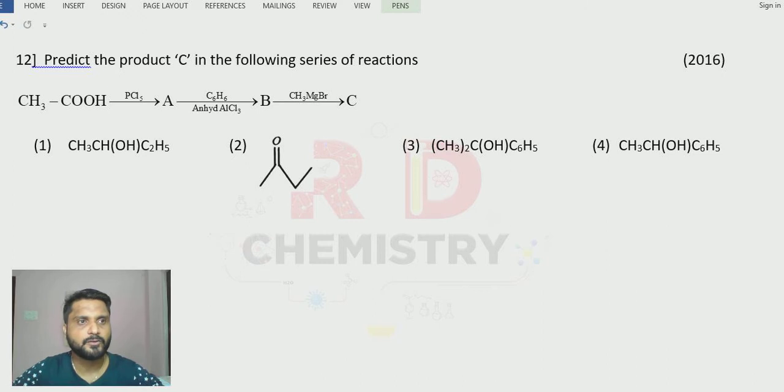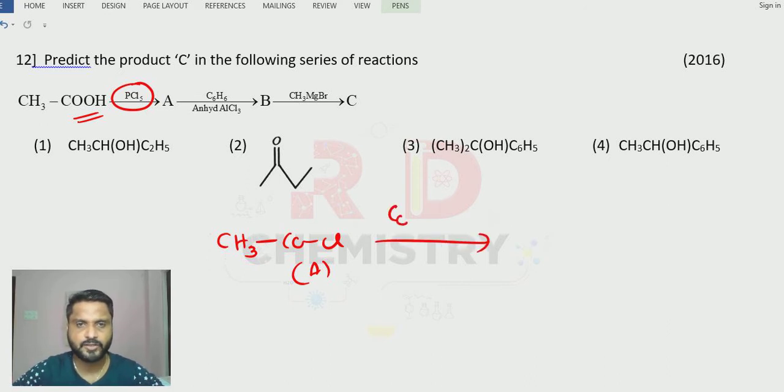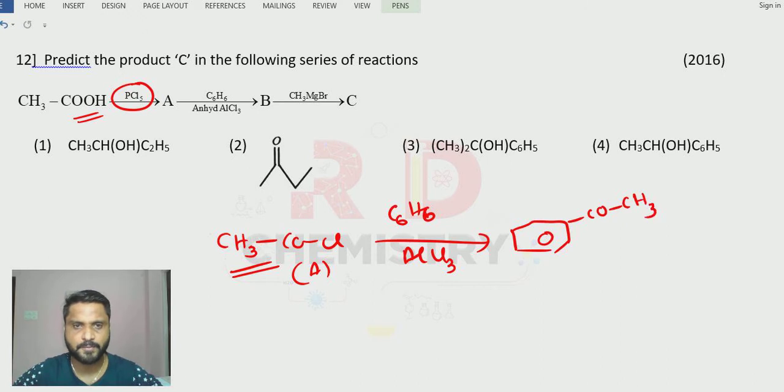Question number 12. Acetic acid reacts with phosphorus pentachloride and gives acetyl chloride, CH3COCl. This is the product A. The compound A is then treated with benzene, C6H6, and anhydrous aluminum chloride. This is now acetylation of benzene to give acetophenone, CH3CO attached to benzene.